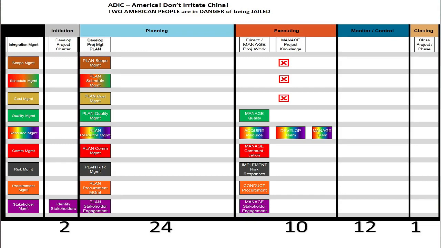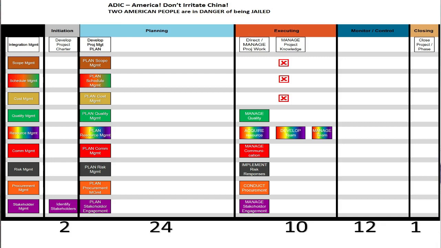ADIC, or basically is ADIC. Maybe you can come up with this word. America, don't irritate China. Right, with all of this COVID-19 and all of these arguments between the both of these countries. Yeah, so let's come up with this rhyming word. America, don't irritate China. All right. So, and you can also remember this another phrase.